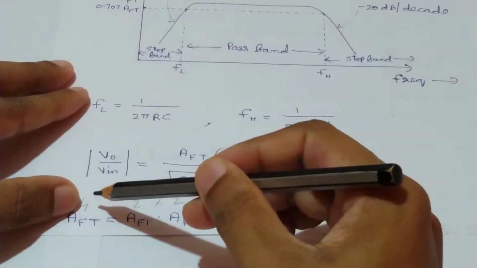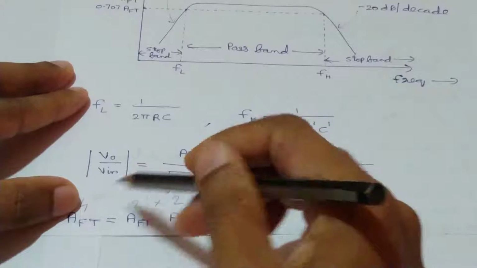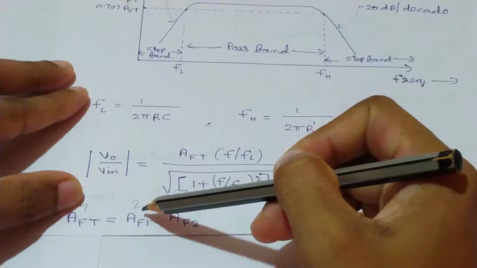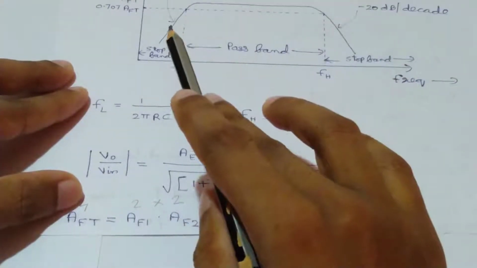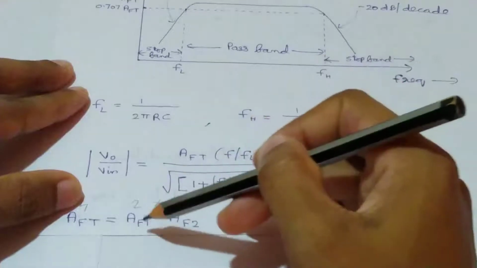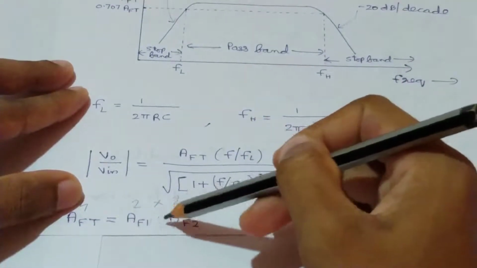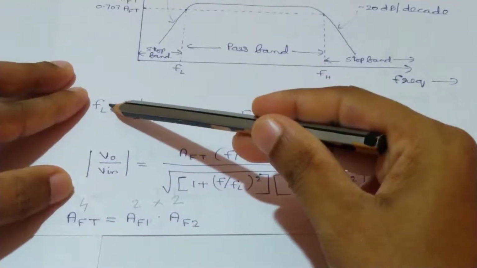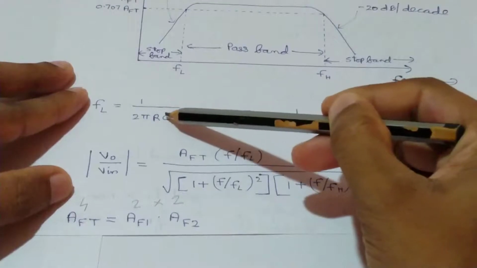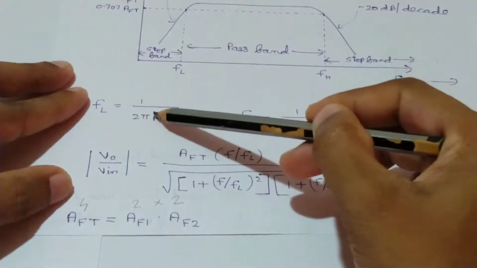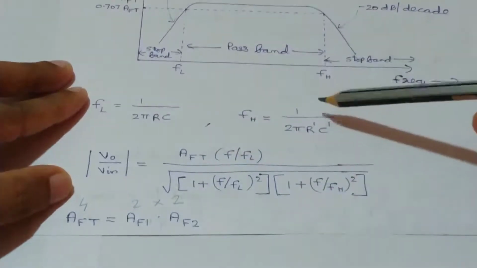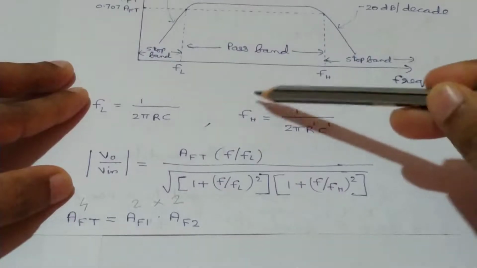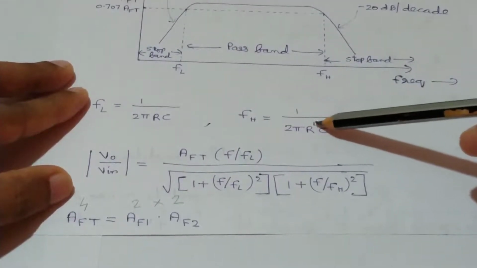So when we design this wide bandpass filter and AFT is given a particular value, then while we design the first order high pass filter and first order low pass filter separately, we need to choose these gains carefully like this. For a given FL value, to design that high pass filter, we will assume a value for C, and then by using this equation we will calculate the value of R. Then for the design of the low pass filter, we will assume a value for C dash, and using this equation we will calculate the value for R dash.